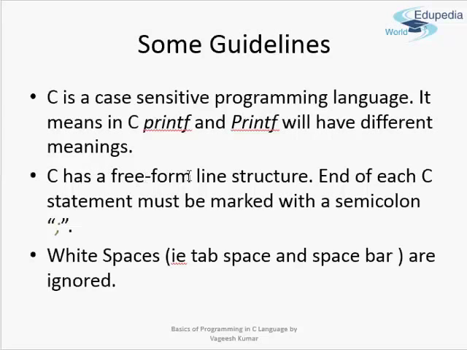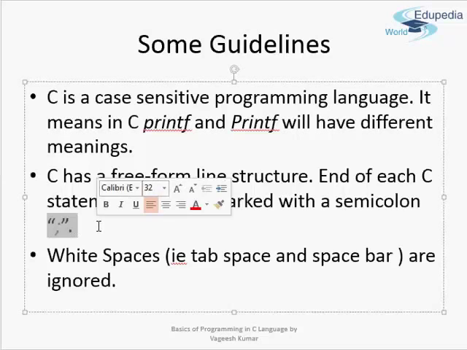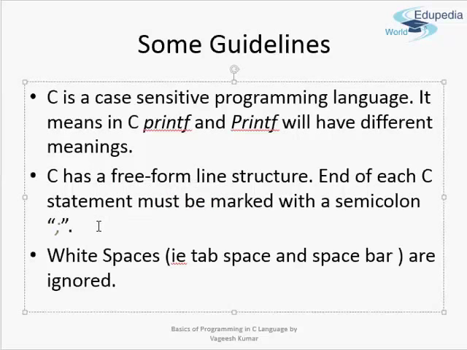C has a free form line structure, so that means the end of each C statement must be, as we have already learned, a semicolon. Moreover, white spaces or tabs or spacebar are always ignored by the compiler.